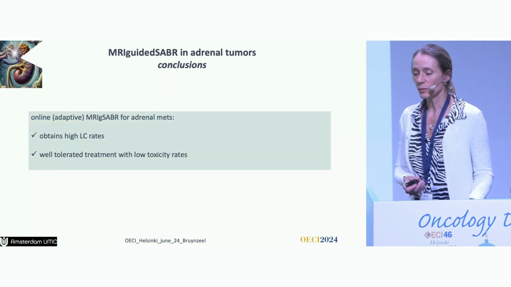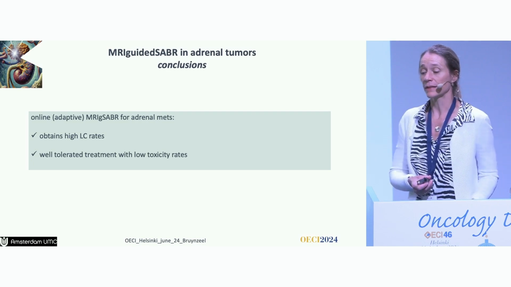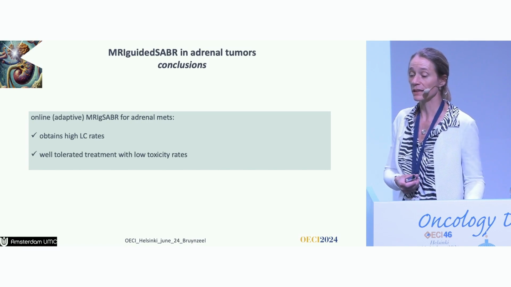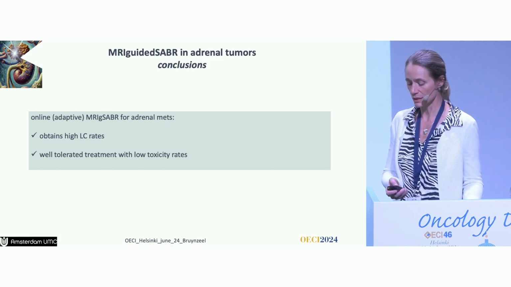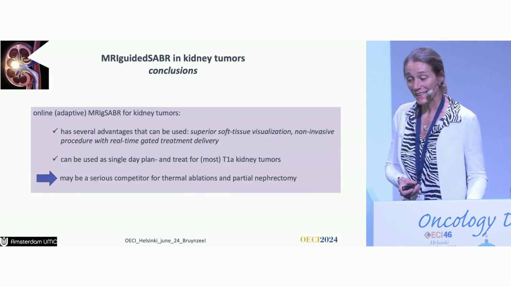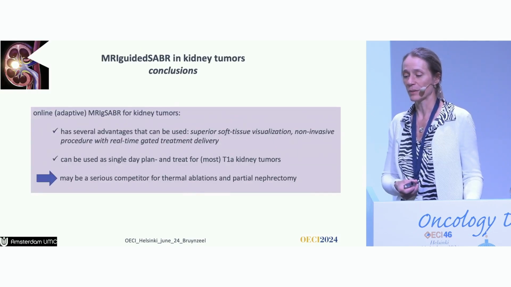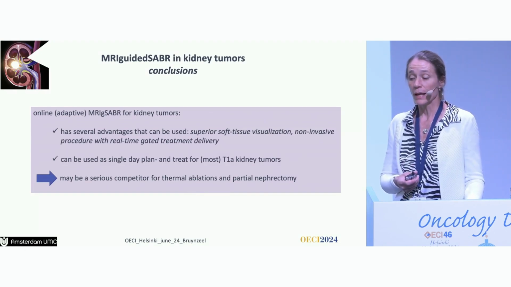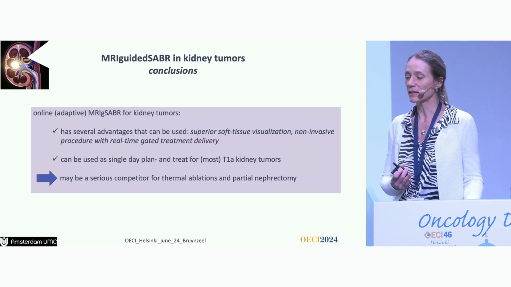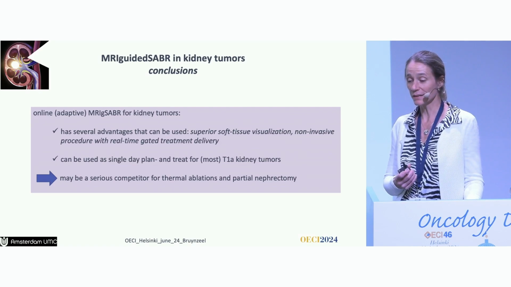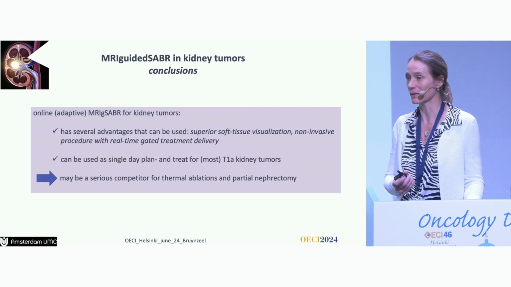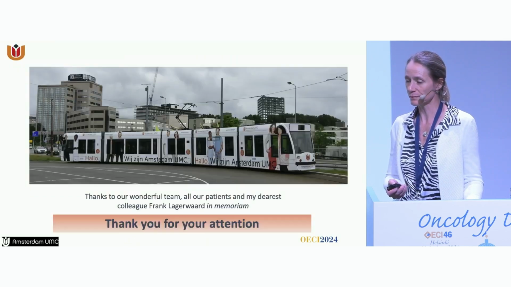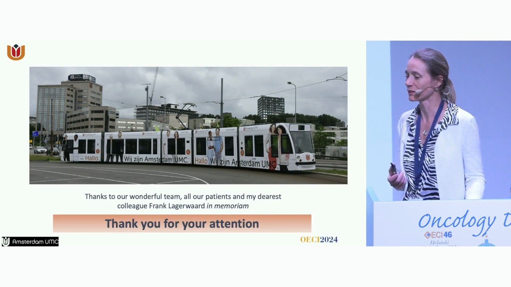There are also studies ongoing on the feasibility of ultrafractionated radiotherapy. For the adrenal tumors, online adaptive MR-guided SABR obtains high local control rates and is a well-tolerated treatment with low toxicity rates. For the kidneys, MR-guided SABR also has several advantages, for example gated treatment delivery, but it can also be used as a single-day plan and treat for most of the T1a kidney tumors, so this may be a serious competitor for thermal ablations and also for partial nephrectomy. And with that, I would like to thank you for your attention.